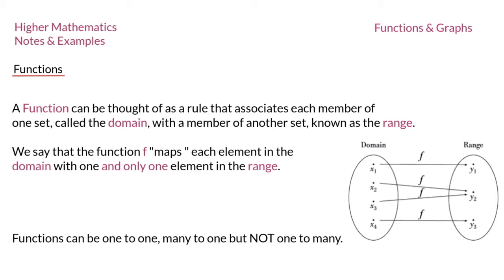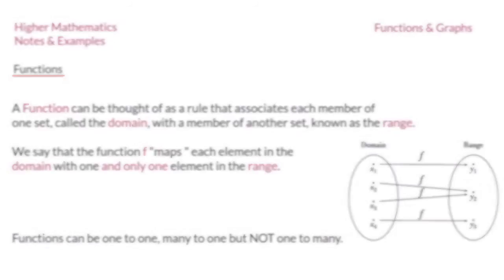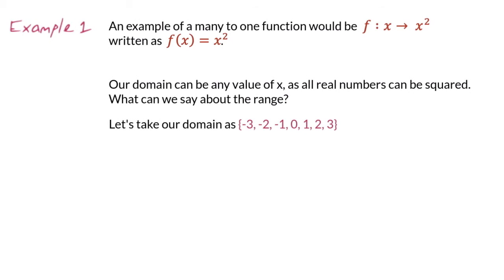You can see our diagram here where we have x1 being mapped by the function f to y1, whereas x2 and x3 are both being mapped to the same place, y2. So this would be a many-to-one function, but you'll see that it's not one-to-many because each element is going to just one place in the range. So we'll look at diagrams like this in a bit more detail, but it's an important definition to note that we cannot have a one-to-many function. Okay, let's look at some examples.